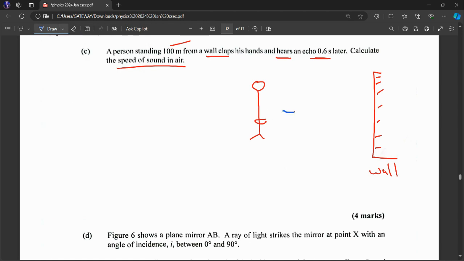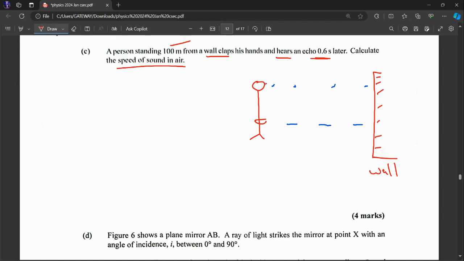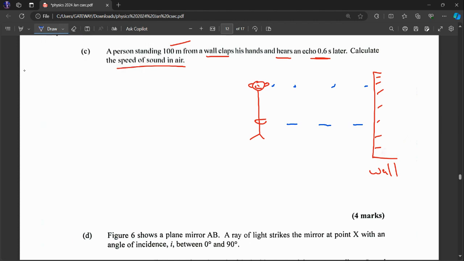And let's say we have some sound waves being transferred here. Actually, the sound waves come up from the hand, and then it bounces off the wall, and then it comes back to the person's ears, for the person to hear it. Okay, so this process is reflection. So sound waves can be reflected.